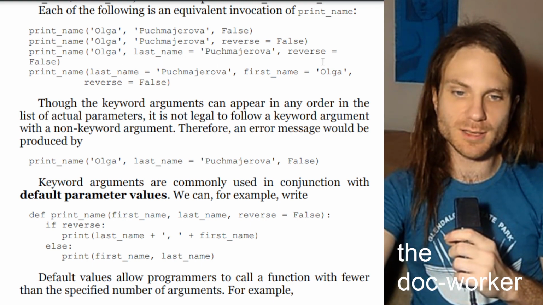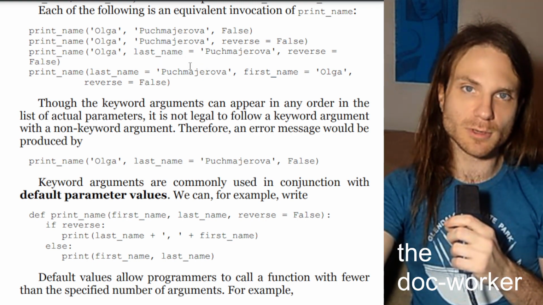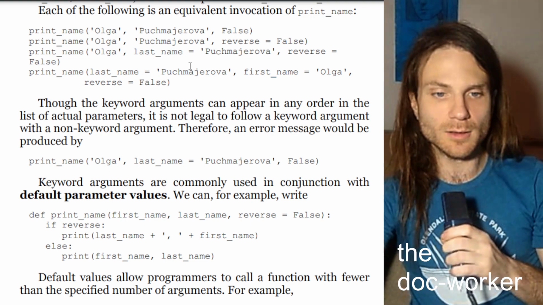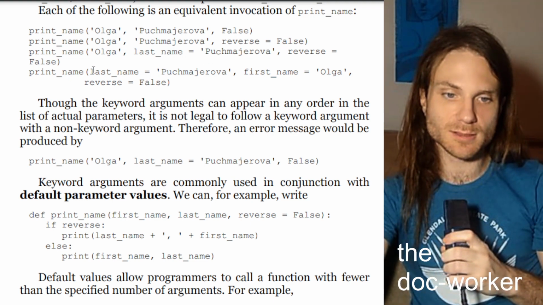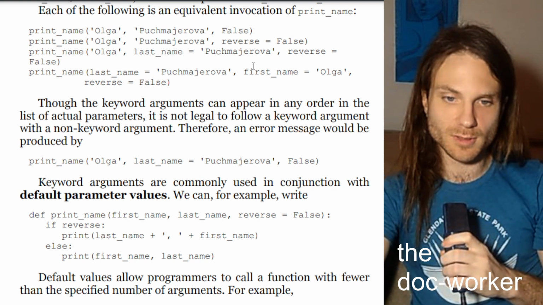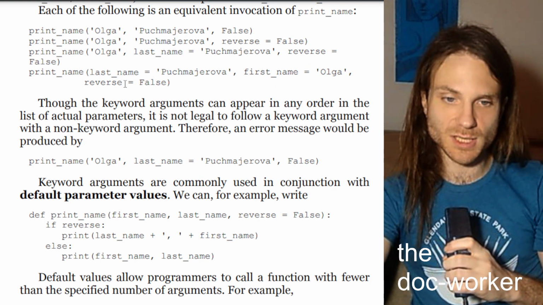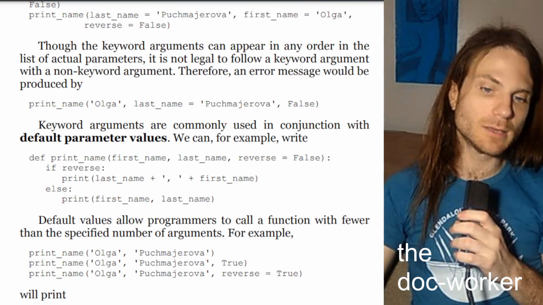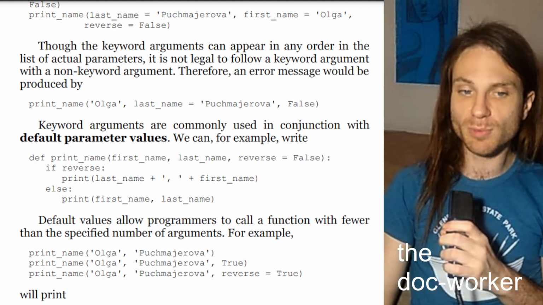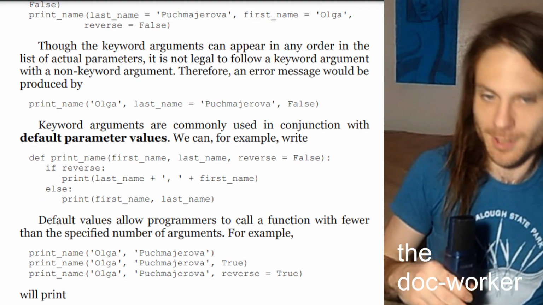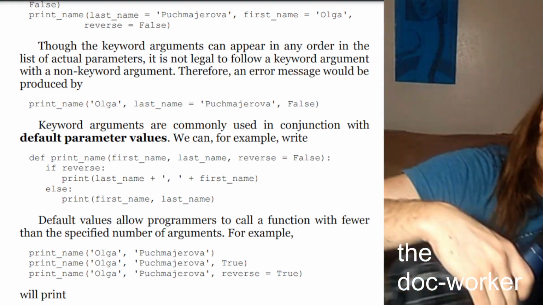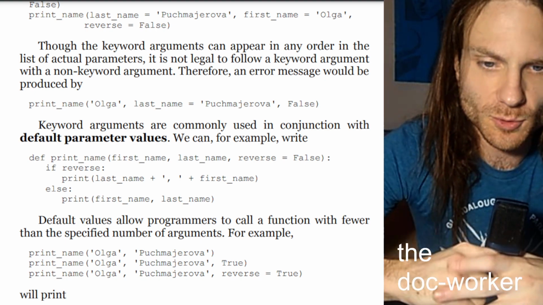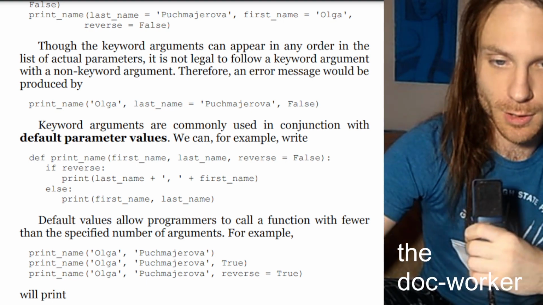If you're not putting your arguments in the same order that the parameters were placed in the function definition, you can specify that this argument, Puchmajerova, is assigned to the last name parameter, even though you put it in first, same with the first name, same with your boolean value for reverse. Though the keyword arguments can appear in any order in the list of actual parameters, it is not legal to follow a keyword argument with a non-keyword argument. It's kind of odd. But yeah, therefore, an error message would be produced by a function call which did so.